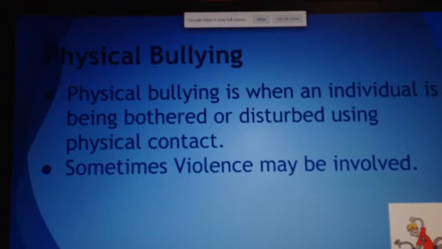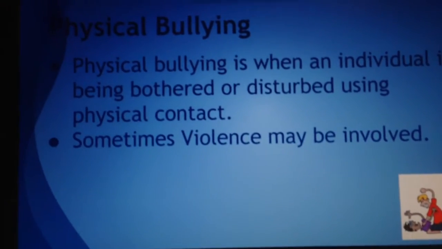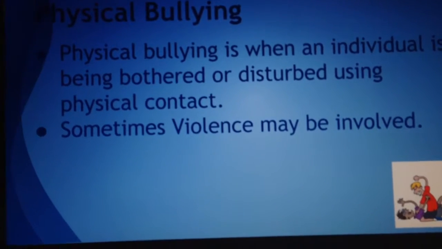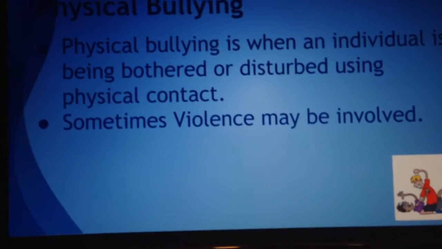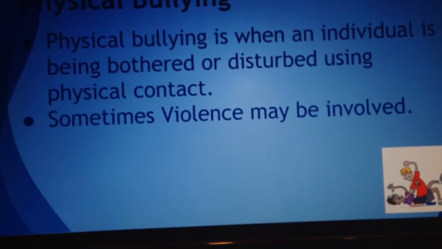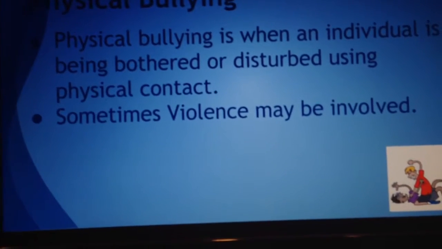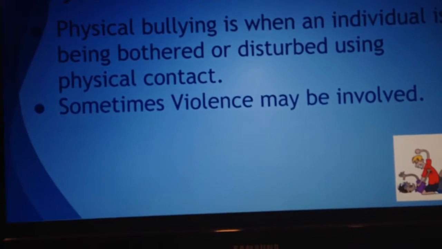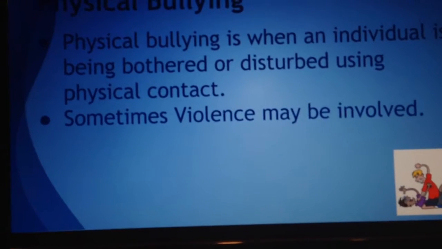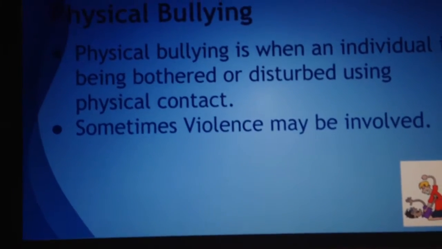Okay, so one type of bullying is physical bullying. Physical bullying is when an individual is being bothered or disturbed using physical contact, and sometimes violence may be involved. Things like kicking, punching, pushing, hitting, slapping, and shoving are all ways to physically bully another person.